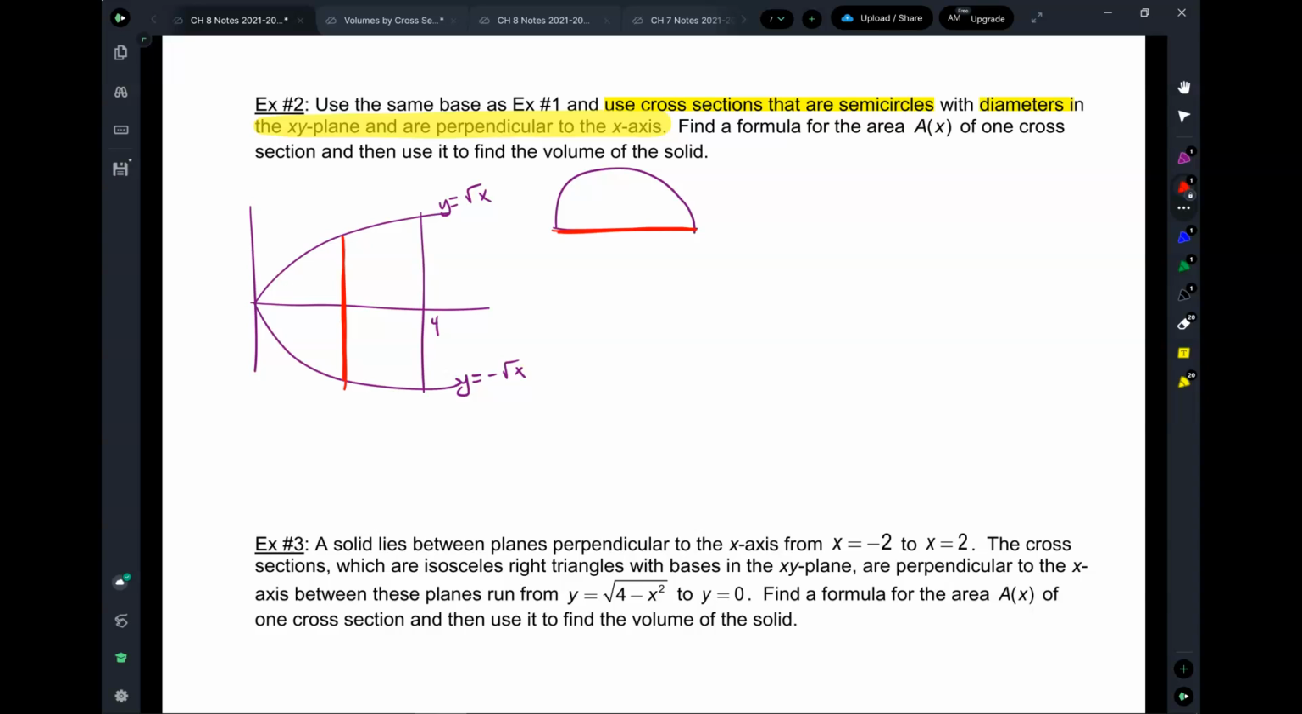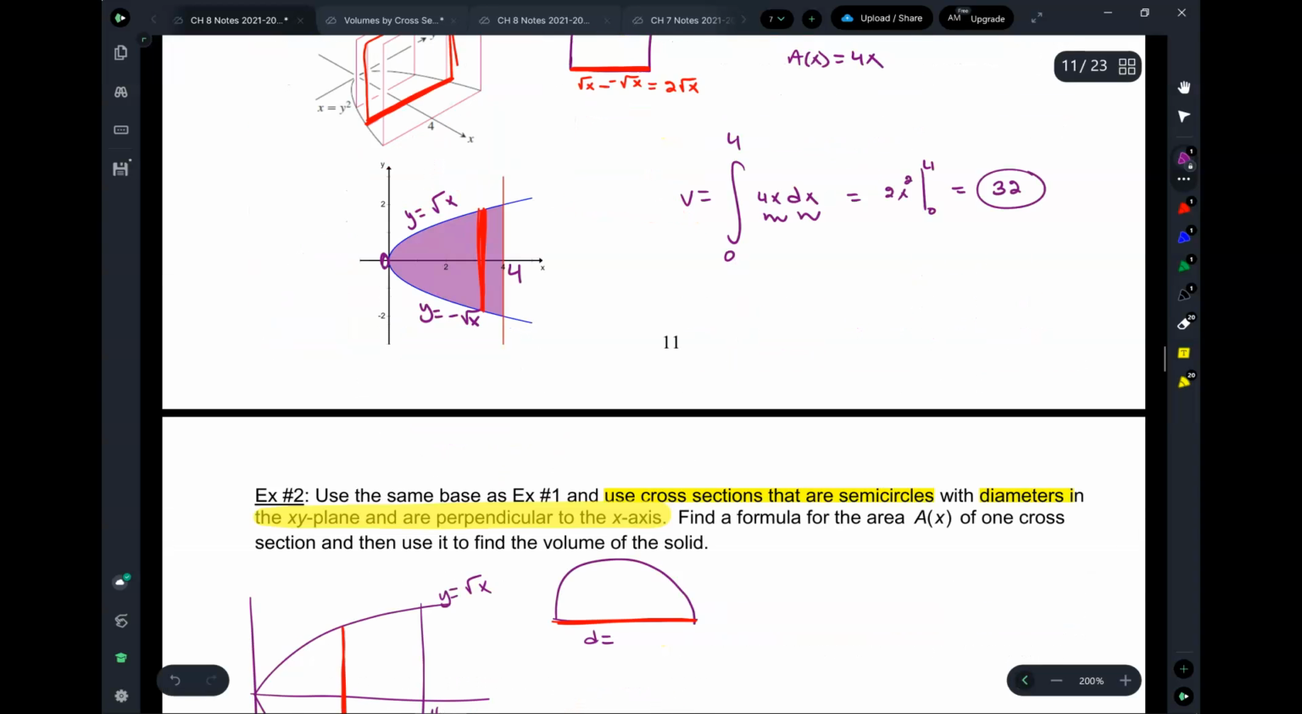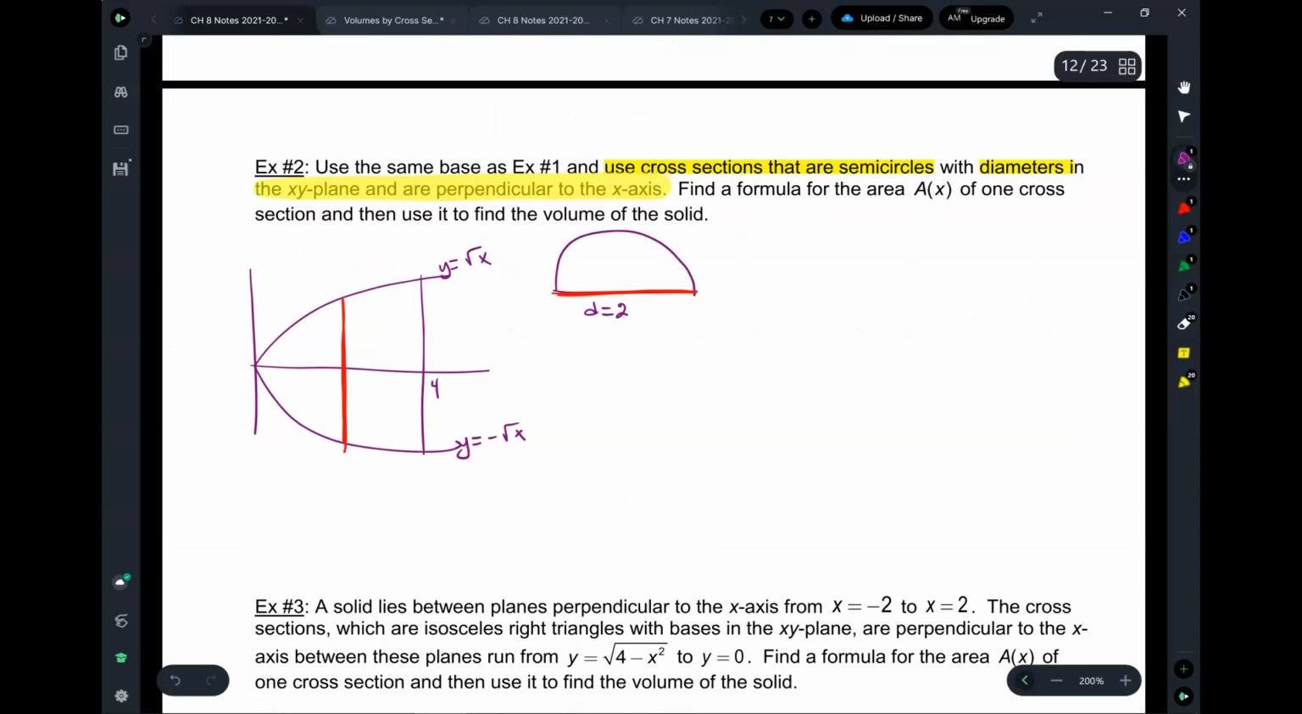Now we need to find the area of the semicircle. You can do this in two different ways. One way is the diameter of this whole thing, just like we did before, was 2 root x. That length is 2 root x. So the radius is 1 root x because it's half of that. But also what you could do, yes, absolutely.